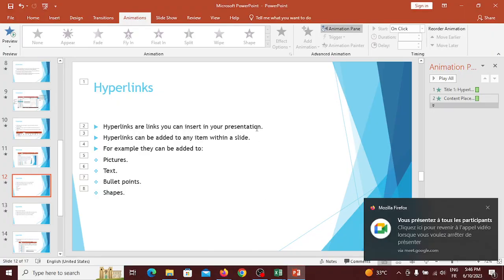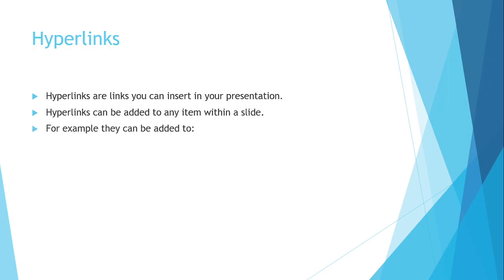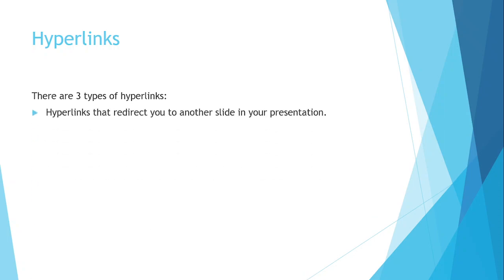Okay, let's continue with hyperlinks. Hyperlinks are links you can insert in your presentation. Hyperlinks can be added to any item within a slide. For example, they can be added to pictures, text, bullet points, shapes. For example, there are three types of hyperlinks, okay?